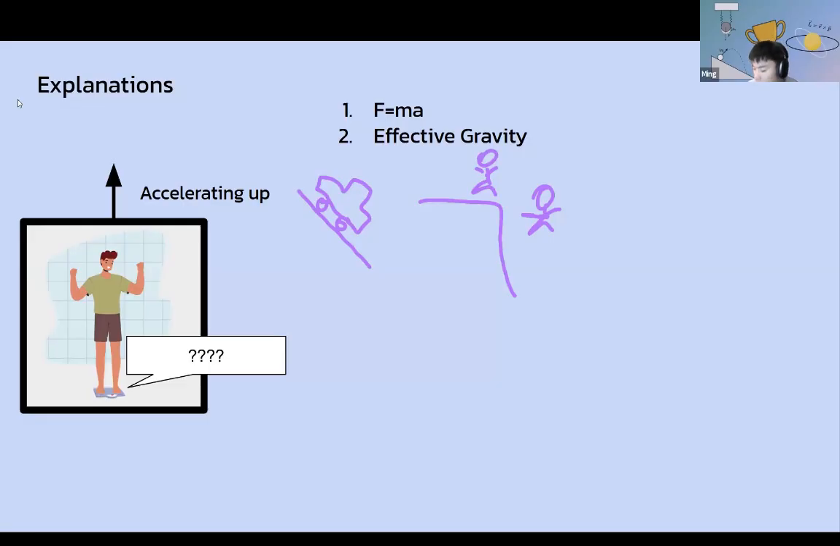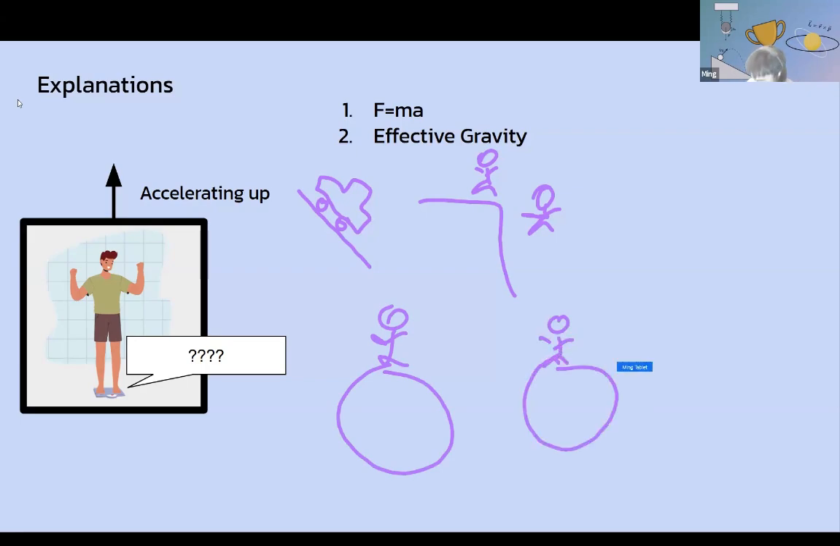So depending on the way you're accelerating, you'll feel that you're a different weight. If you're on Jupiter, you'll feel a different weight than if you're on the moon. And we can simulate this. This is the moon, this is Jupiter. You can simulate this by going in an elevator. If the elevator is accelerating up, you'll feel more heavy, like you're on Jupiter. And if you're accelerating downwards, you might feel like you're on the moon.